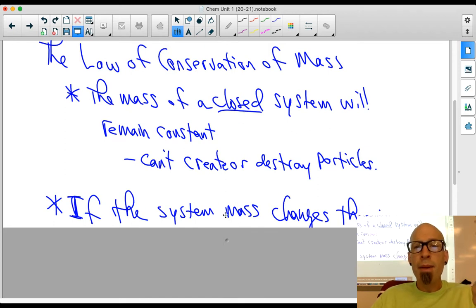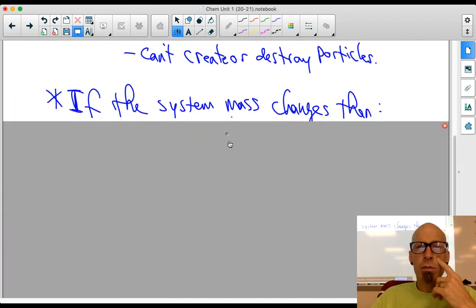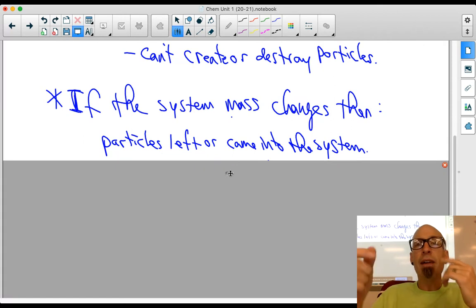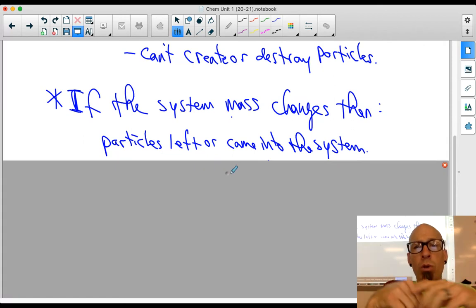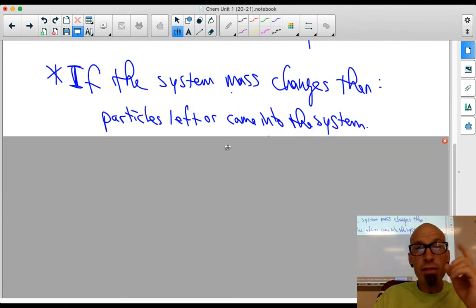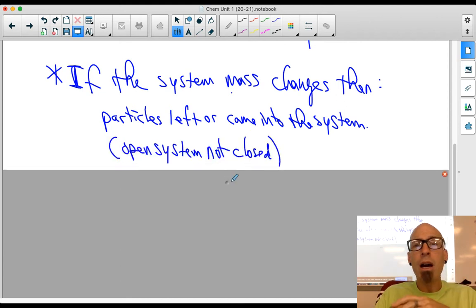Then what if the mass of the system changes? How do you explain that? How do you explain that the mass of the system changed? Well, that means that particles either left your system or came into your system. In other words, it must not be what? It must not be a closed system. So if you had particles that left or came into it, you have an open, not closed system.